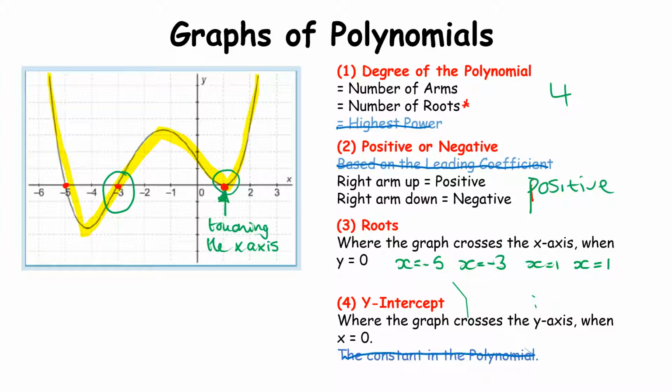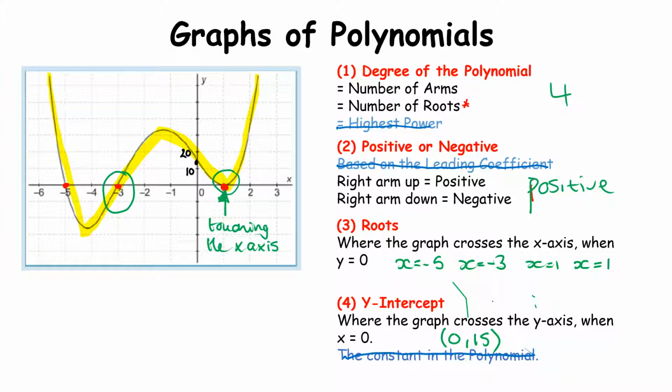Now, here I want the y-intercept. Again, I haven't really got a very good diagram, but I will tell you that this is 10 and this is 20, so this roughly looks about 15. So the y-intercept is 15, so the point itself is 0, 15.